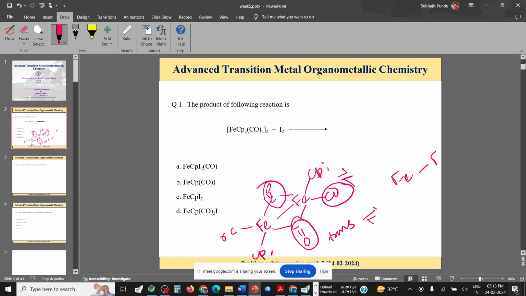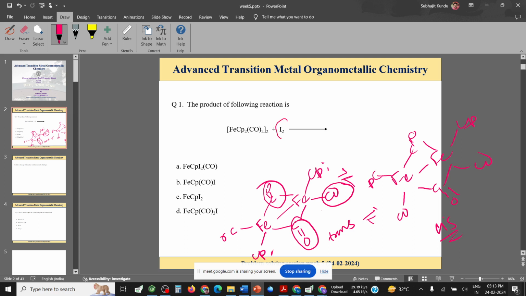Iron, Cp, CO, CO. By this ring opening, that is the opening of these bridges, this is the cis form. So the structure of these complexes is very important.